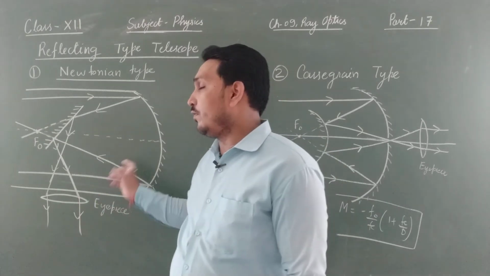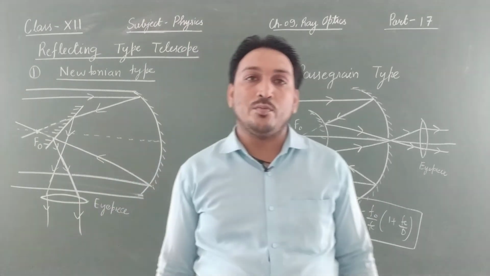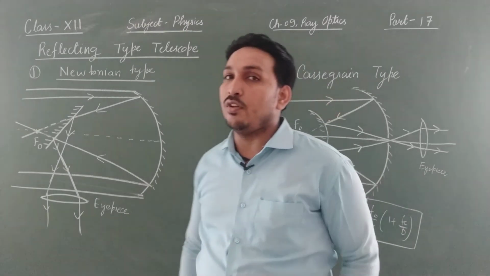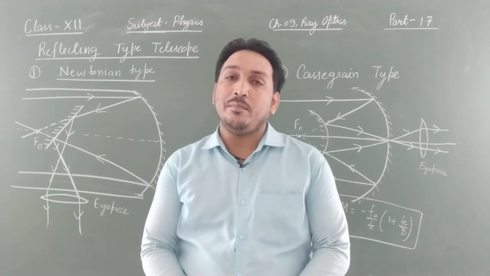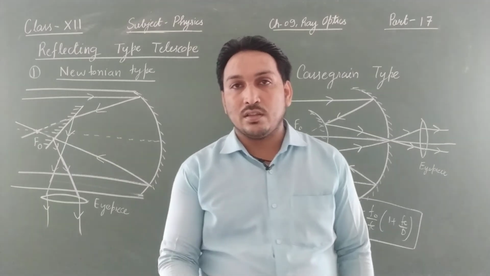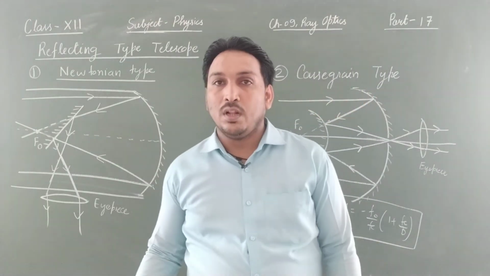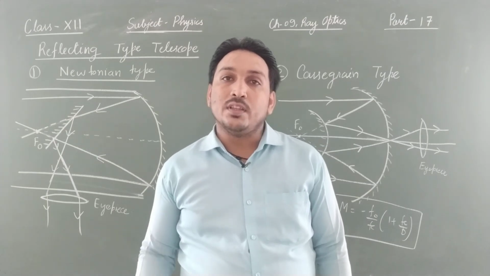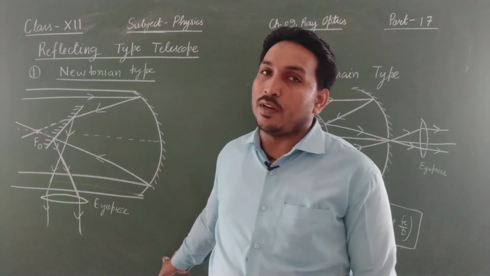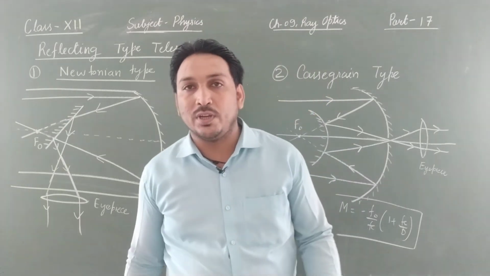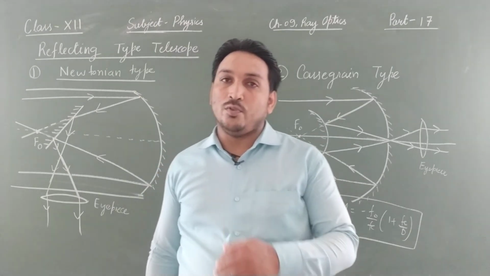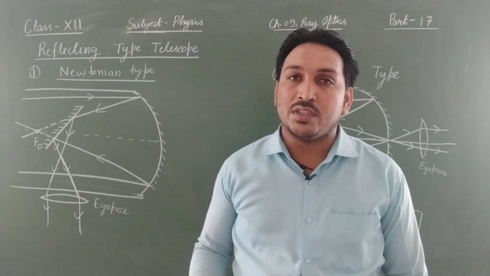So the resolving power of the reflecting type telescope is more as compared to the refracting type telescope. So these are the things which make the reflecting type telescope more preferable. Okay, so I think this is all for the reflecting type telescope, and this was the last topic, as I have told you. So your chapter ray optics is done now.